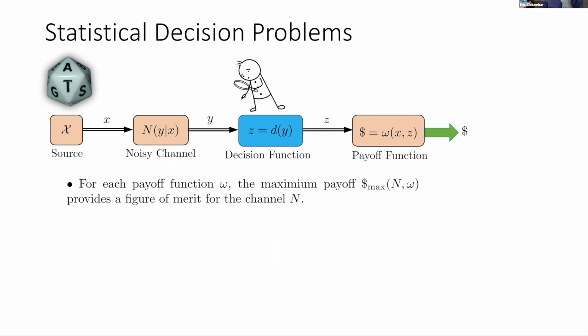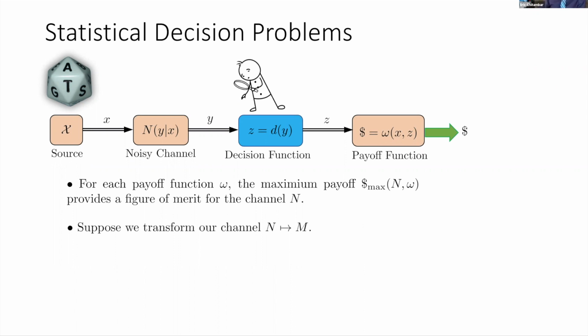Right? So specifically, I can say, if I have a payoff function, how good is this channel at allowing me to maximize my payoff? So this is some characteristic or some figure of merit for the channel N. All right. So now let's ask this question.